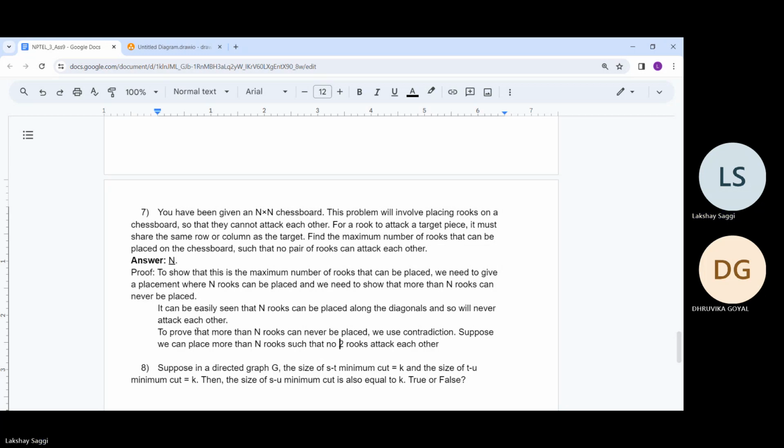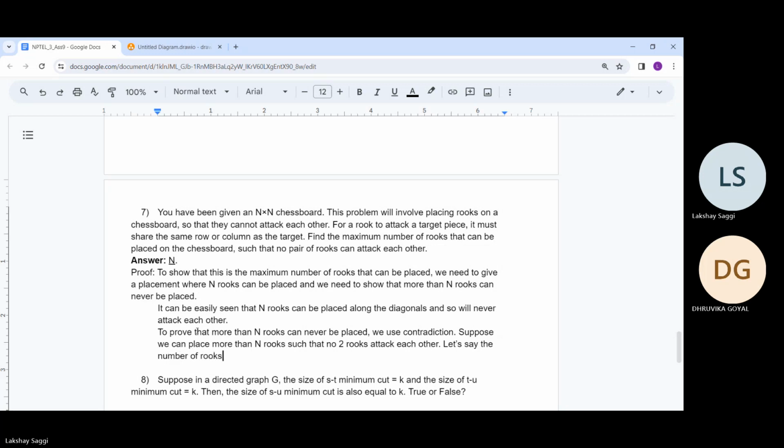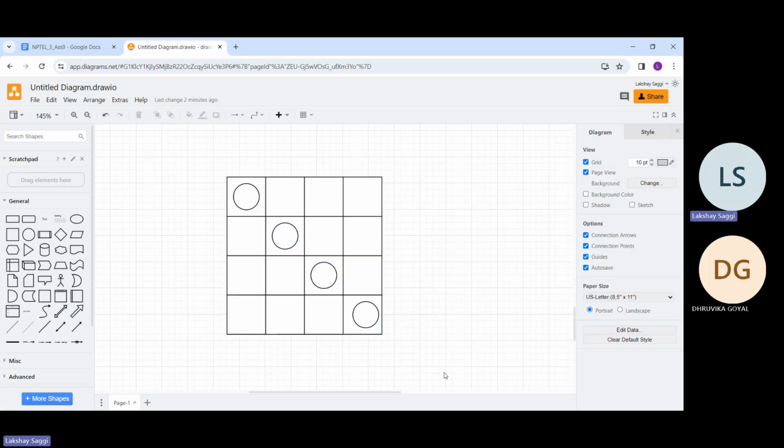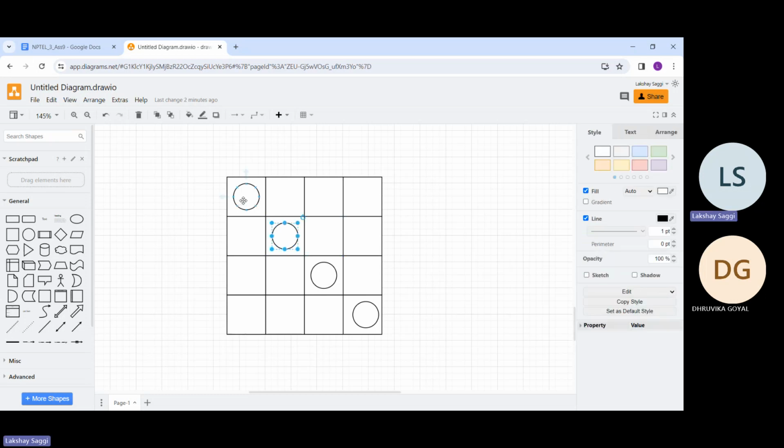Right? More than n rooks. Let's say the number of rooks is n prime, and n prime is greater than n. That's why we are saying the number of rooks placed is greater than n. Suppose in this diagram, this was a 4x4 square, and we need to show that we cannot place five rooks in this square.